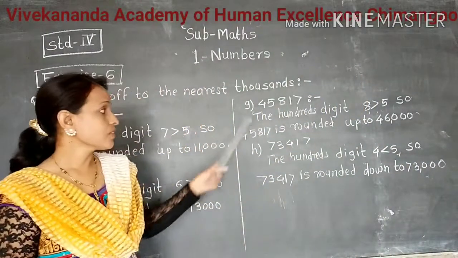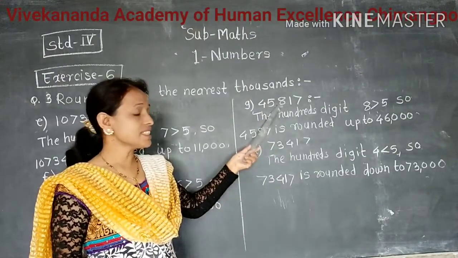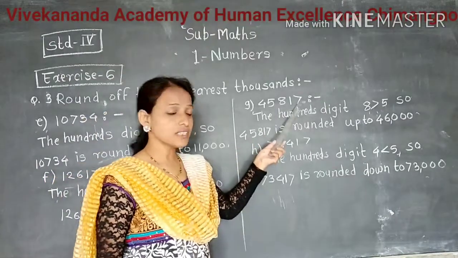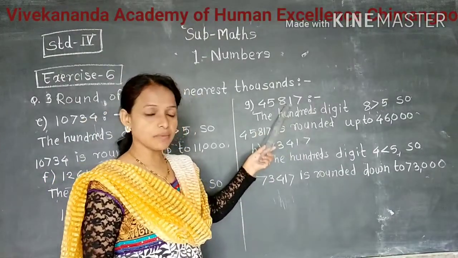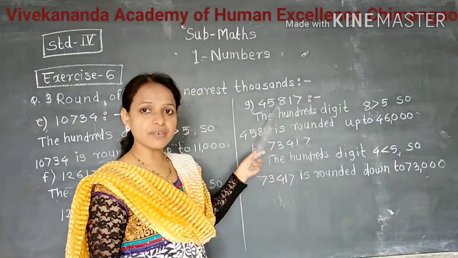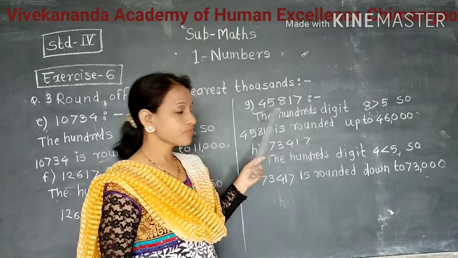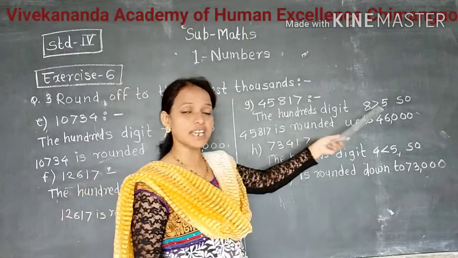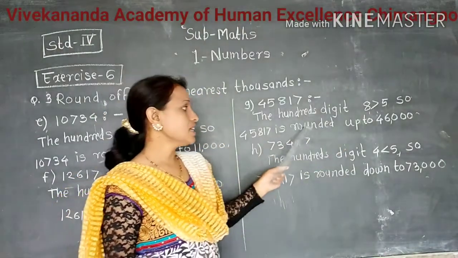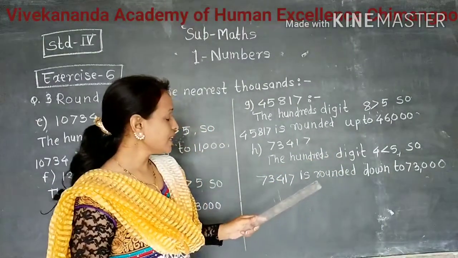Next number here, 45,817. Here the hundreds digit is 8, which is greater than 5. So here the ones digit 7 replaced by 0, tens digit 1 replaced by 0, hundreds digit 8 replaced by 0, and the thousands digit 5 is increased by 1. So 5 becomes 6 and the remaining keep the same. So our answer: the hundreds digit 8 is greater than 5, so 45,817 is rounded up to 46,000. Next number.